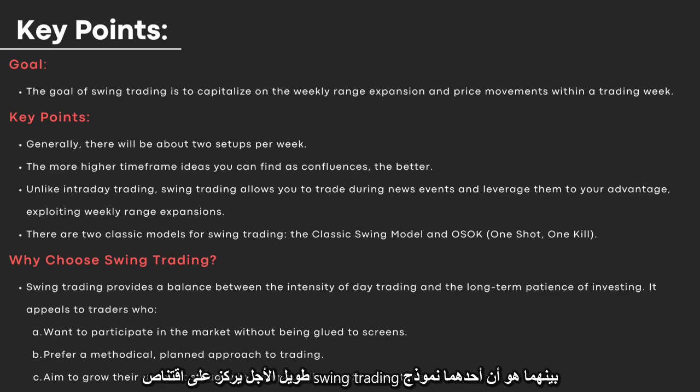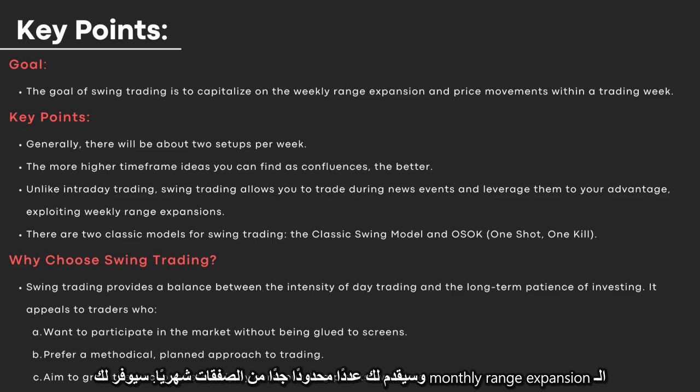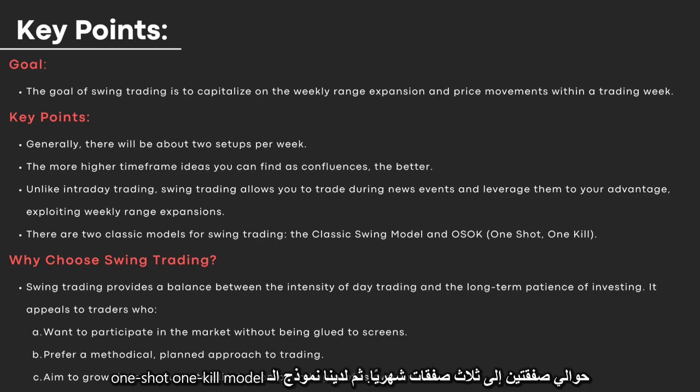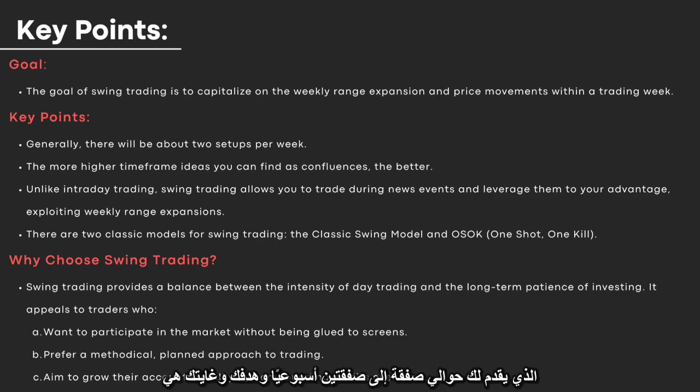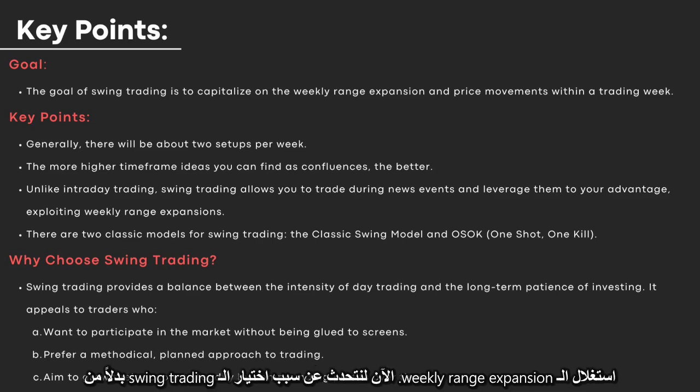So the difference between the two of them is that one is a long-term swing trading model, which focuses on capturing the monthly range expansion, and it will offer you even more limited setups per month, right? It will only offer you like 2 to 3 setups per month. And then we've got the one shot, one kill model, which offers you like two trades per week, and your objective and goal is to exploit the weekly range expansion.